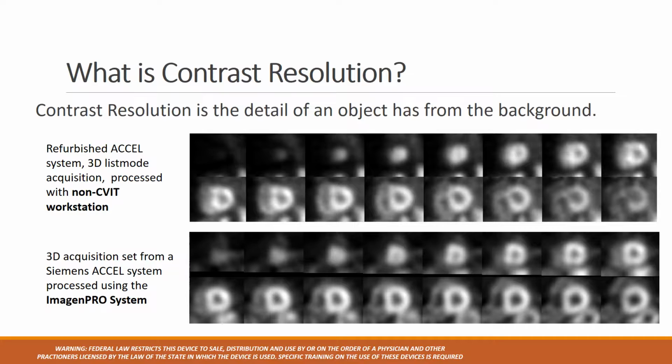In the lower image sets processed using Imagen 3D, differences between the background and features are greater. This higher contrast resolution provides greater dynamic range for identifying the features of the image.